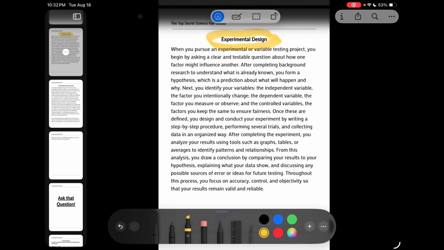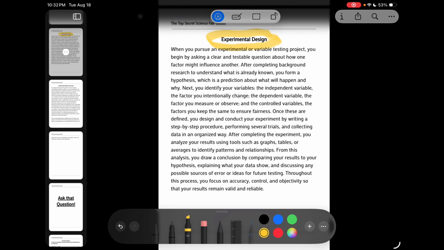After completing the experiment, you analyze your results using tools such as graphs, tables, or averages to identify patterns and relationships. From this analysis, you will draw a conclusion by comparing your results to your original hypothesis, explaining what your data shows, and discussing any possible sources of error or ideas for future testing, any discrepancies.